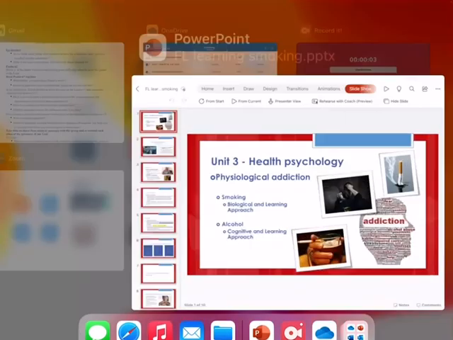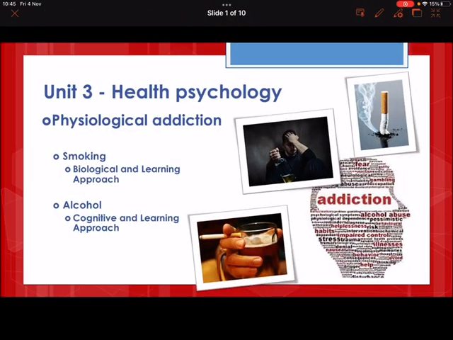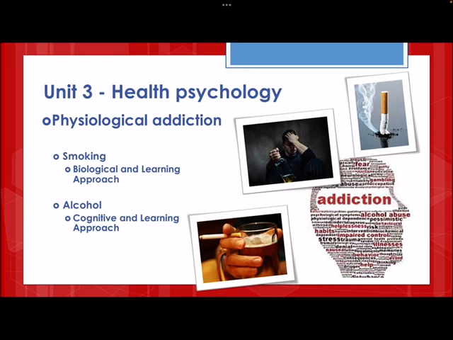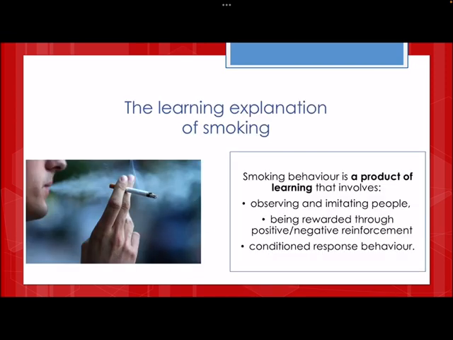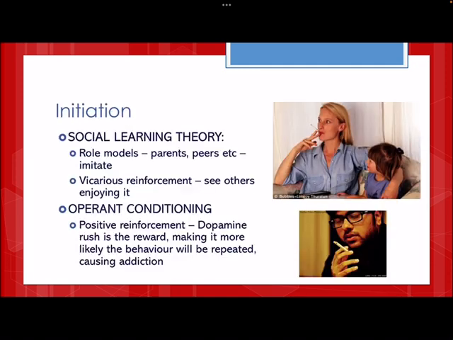Okay guys, this is BTEC Psychology, Unit 3, and in this video we're looking at the learning approach for smoking. This is just a really quick recap for anyone that missed the lesson. The learning explanation of smoking looks at how our environment can influence us into smoking, so things like watching other people, any rewards we receive, and any ways in which we're conditioned. So let's look at that now.